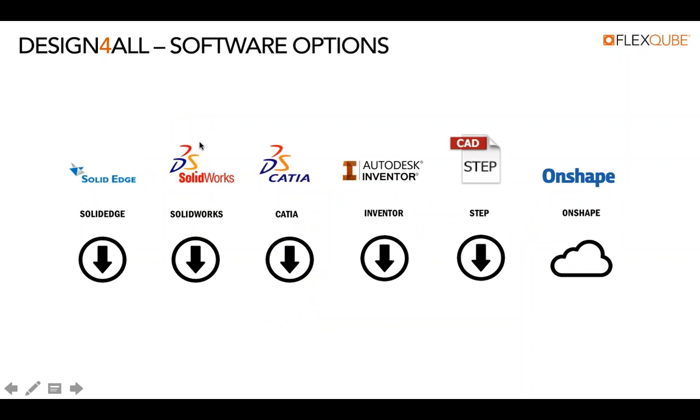These are the different softwares, and we can now provide downloads for Solid Edge, SolidWorks, CATIA, and Inventor. And we also have the files in STEP. So if you don't have any of those softwares, you can download in STEP and then transform into your native CAD format. And we are also working in Onshape. And in that case, you don't need to download anything. It's in the cloud.